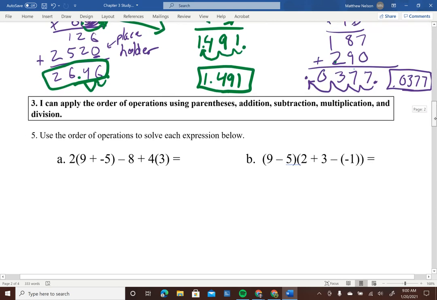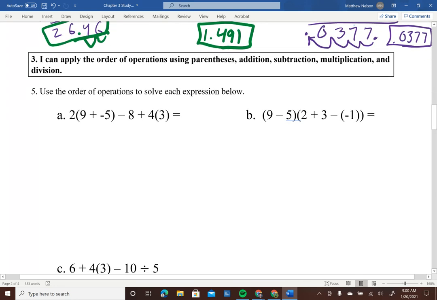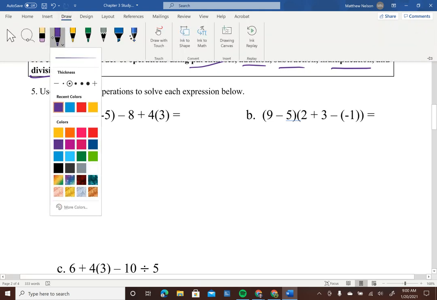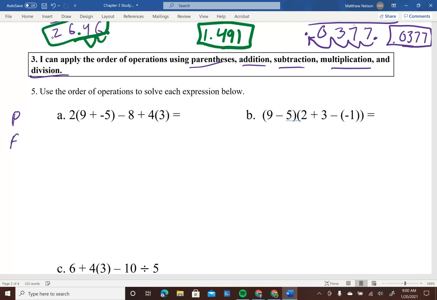All right, now we're moving on to part 3. I can apply the order of operations using parentheses, addition, subtraction, multiplication, and division. Now notice this isn't the order that we would actually solve it in. We would rather go parentheses, exponents, multiplication or division. That's all one step. Adding or subtracting. All right, so again, this is whatever one comes first from right to left, multiplication or division, and then after that step, adding or subtracting.